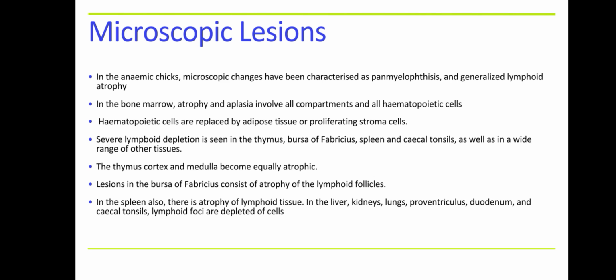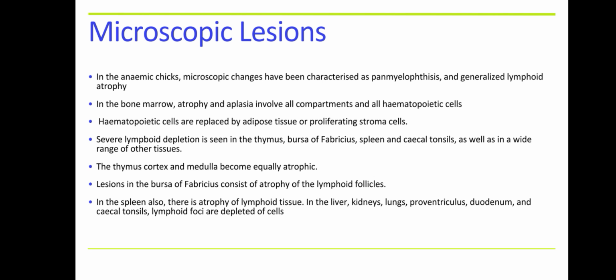Microscopic lesions: in the anemic chicks, microscopic lesions have been characterized by panmyelophthisis and generalized lymphoid atrophy. In the bone marrow, atrophy and aplasia are involved. Hematopoietic cells are replaced by adipose tissue or proliferating stromal cells. Severe lymphoid depletion is seen in the thymus, bursa of Fabricius, spleen, and cecal tonsils, as well as in a wide range of other tissues.